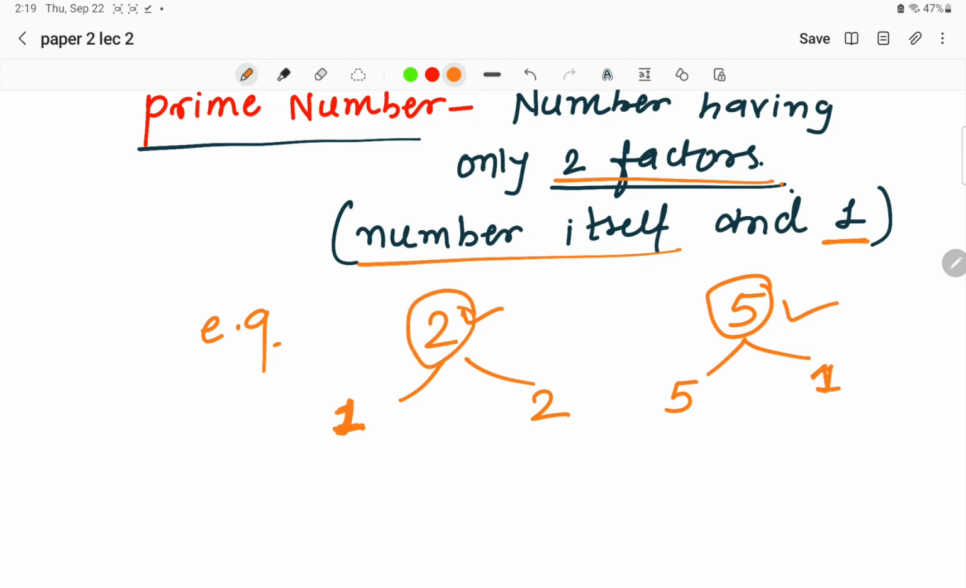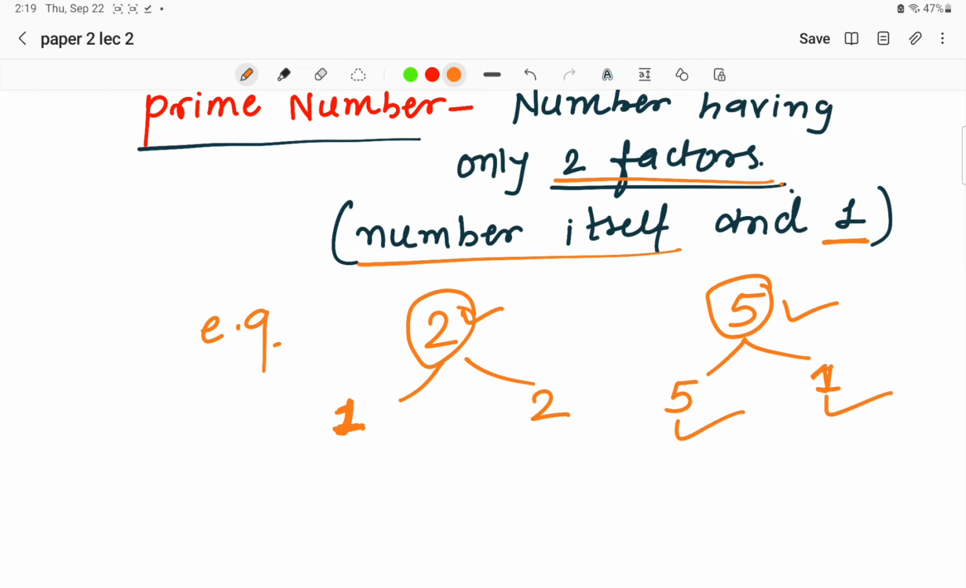What does factor mean? In simple words, a factor means in how many tables the number comes. So 2 is a number that comes in only two tables: it will come in the table of 1 and in the table of 2. Similarly 5 comes in two tables, the table of 1 and the table of 5. So this is the basic thing that we must understand, that is, what the factors are.